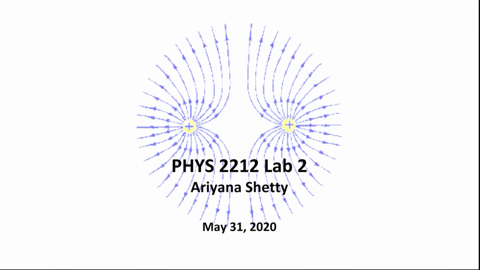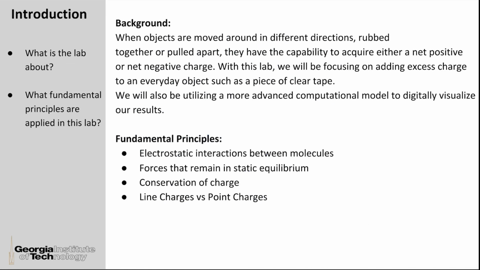Hi, this is Ariana, and these are my results and procedures for Lab 2, which involves studying the interactions of charged tapes. When objects are moved around in different directions, rubbed together, or pulled apart, they have the capability to acquire either a net positive or net negative charge.